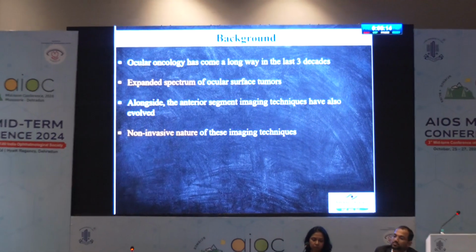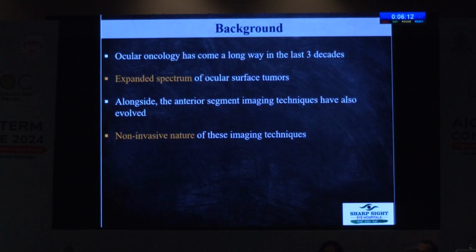Ocular oncology has come a long way in the last 3 decades. There has been a huge expansion in the spectrum of ocular surface diseases and tumors, and our understanding of them. Alongside, there has been an evolution in anterior segment imaging as well, that could be a good slit lamp photograph or an ASOCT, and subsequently other investigations.